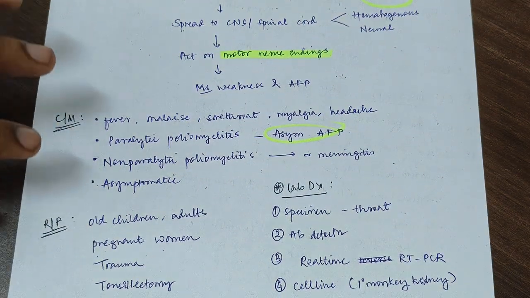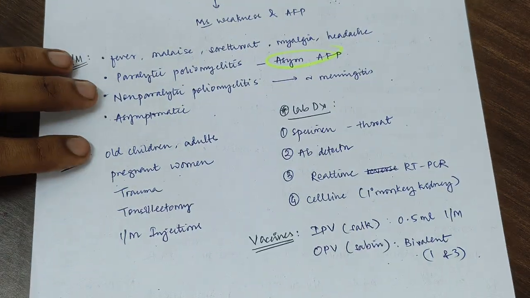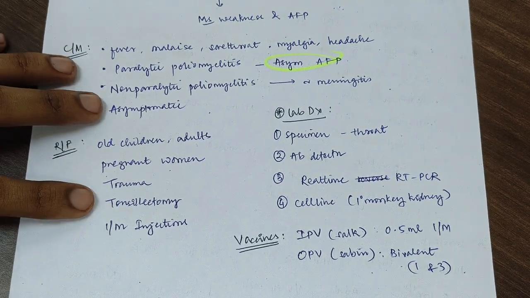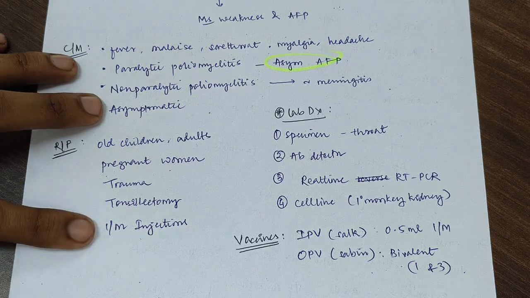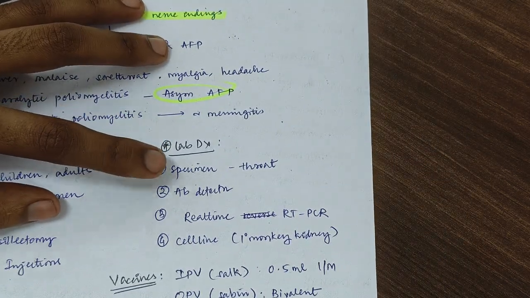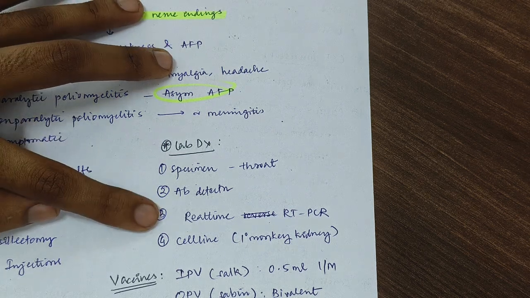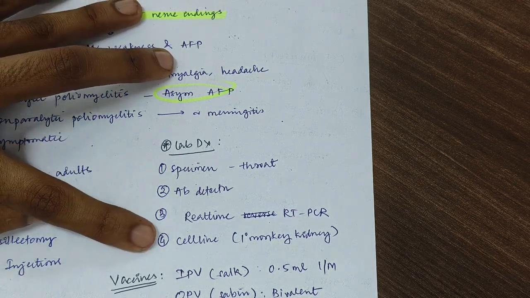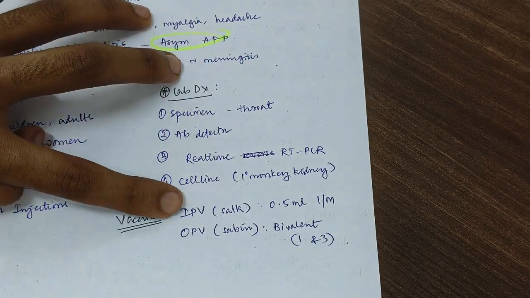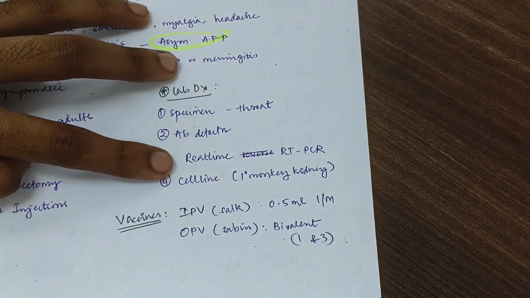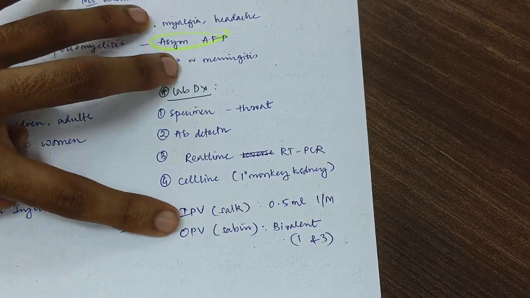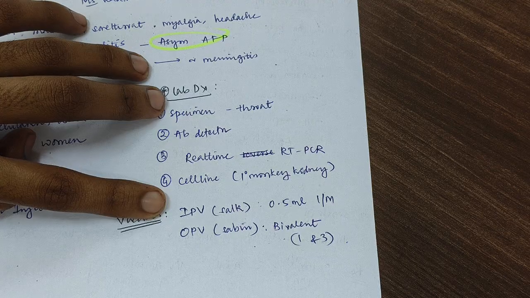The risk factors are being older children, adults, pregnant females, trauma-induced patients, children with tonsillectomy done, then IM injections. Lab diagnosis is specimen from the throat, antibody detection, then real-time RT-PCR and cell line from primary monkey kidney. Vaccines used are IPV, that is Salk variety, and OPV, that is Sabin variety. IPV is given IM, that is 0.5 ml IM, whereas OPV bivalent strain more commonly used is 1 and 3.